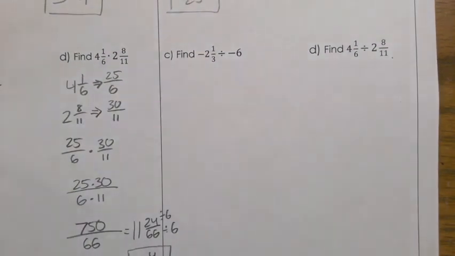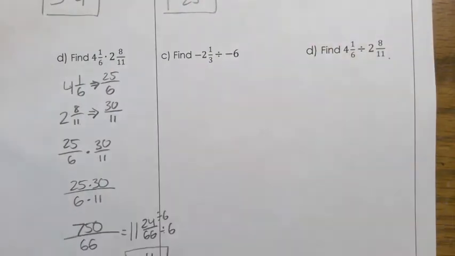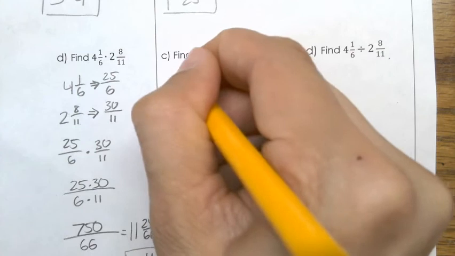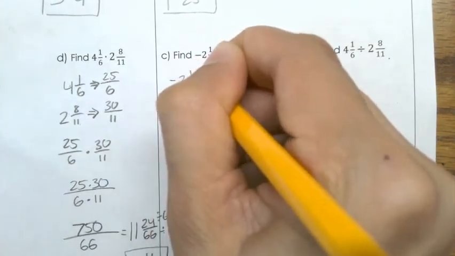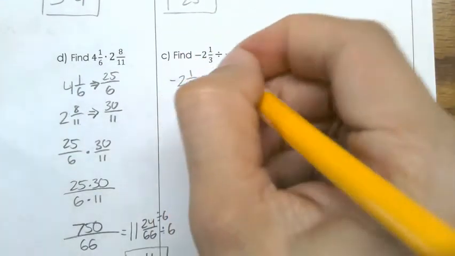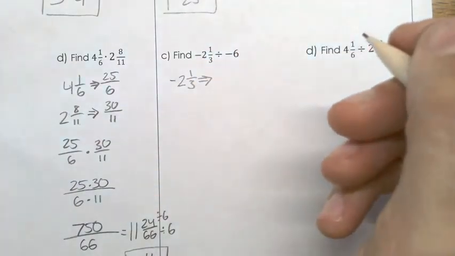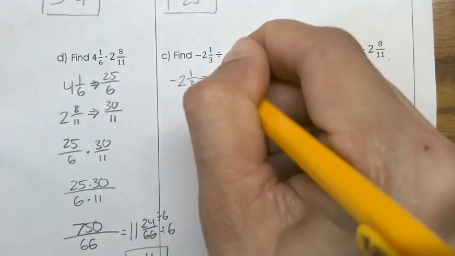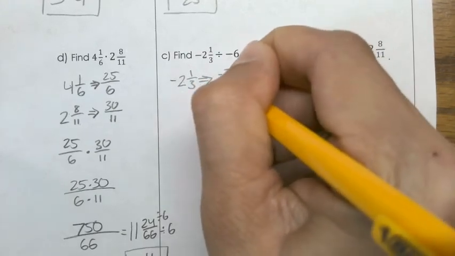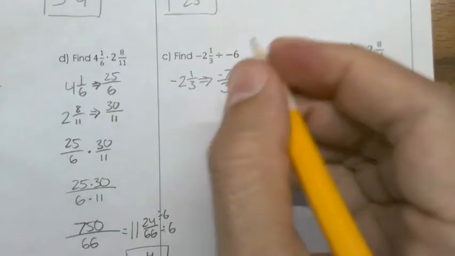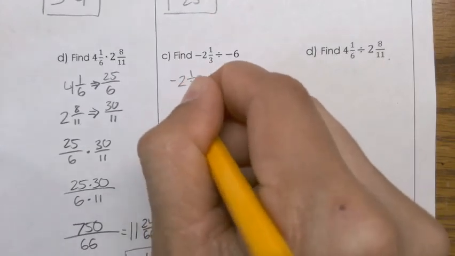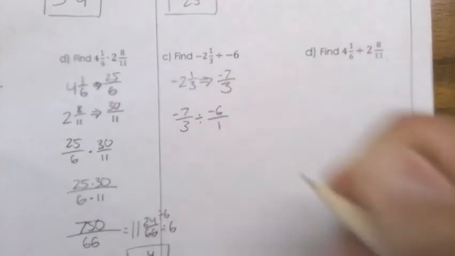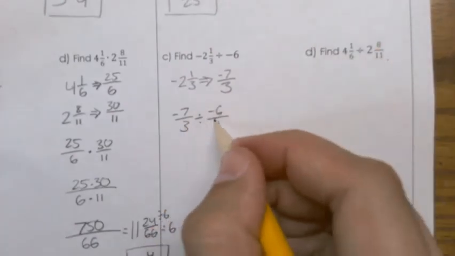So this next one, remember, negative divided by negative, your answer is going to be positive. Let's change the mixed number into an improper number. 2 multiplied by 3 is going to be 6, plus that 1 would be -7/3. And we have -7/3 divided by, we have a whole number, so put it over 1. Now we can keep, change, flip.